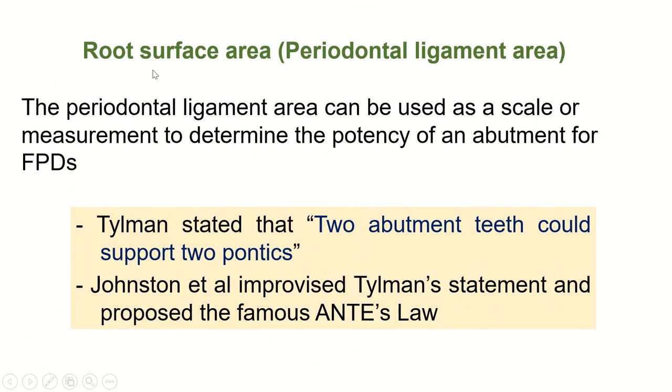The other factor that is very important is the root surface area, or the periodontal ligament area. The periodontal ligament area can be used as a scale or measurement to determine the potency of an abutment for a fixed partial denture. The older statement by Tillman is that two abutments can carry or support two pontics, but then this statement was revised by Johnston, who claimed another statement which is very famous, which we call Ante's law.